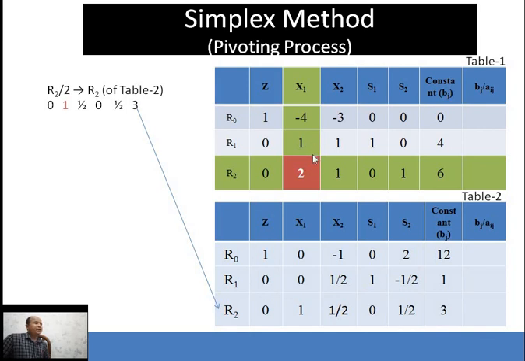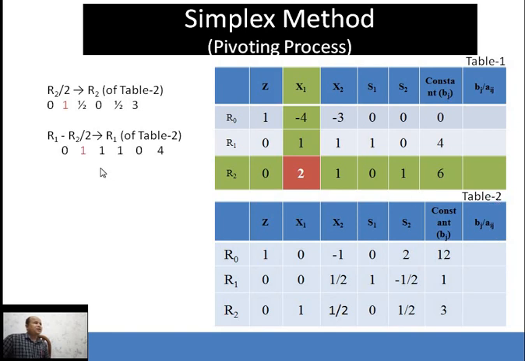See here, R1 minus R2 divided by 2 will give this equivalent to 0, and if we convert all the values taking this relation, then we'll get the R1 row of table number 2. Now let us see it.